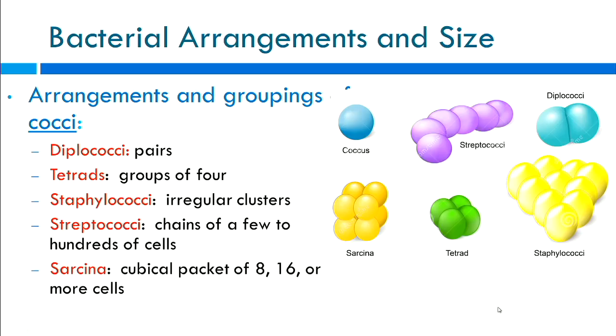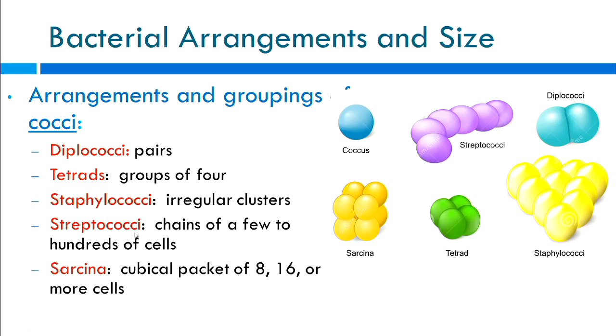Okay. Here's the arrangements of the cocci, and I see that this is covering up a word. I think that just says of. If there's 2, know your word roots. This will help you if you know your Greek and Latin. Diplococci, that's just 2. Tetrads are in 4. The ones that are important for you guys to know are staph and strep.